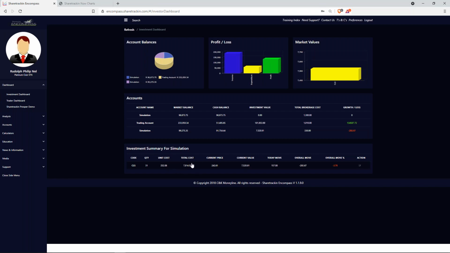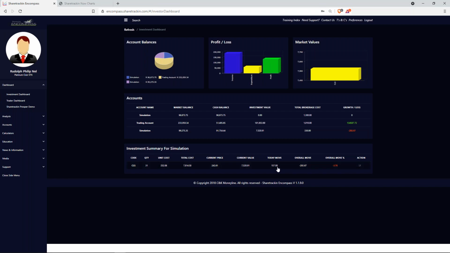Okay, so your total break even. So when your current value is equal to your total cost, then this would be zero. Anything past that zero would be profit. Right, so always remember, unit cost and total cost will be higher because of the brokerage fees. All right, brokerage fees are added on top of the current value and current price to give you total cost and unit cost. All right, then today's movement will give you today's movement.